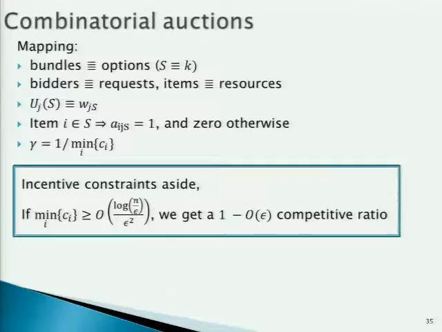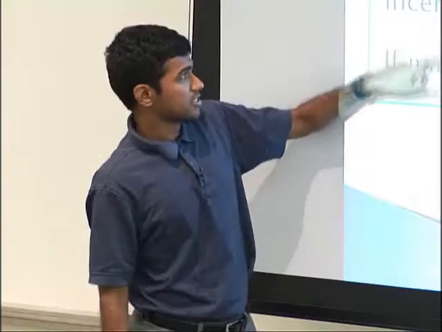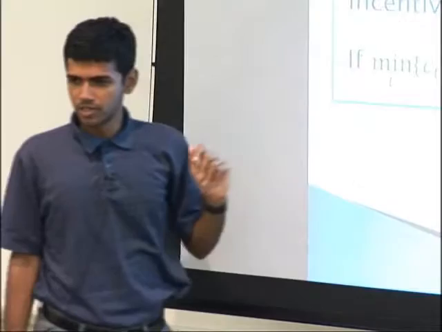And incentive constraints aside, by that I mean, suppose these bidders were to act however the algorithm tells them to act. They're not interested in maximizing their utility for a moment, if you assume that. Then you can just apply the previous resource allocation algorithm here. You can get a 1 minus epsilon approximation to the social welfare. So it's good with this assumption that the gamma satisfies something, which means that the minimum number of copies of any item is at least so much. And you can do this.